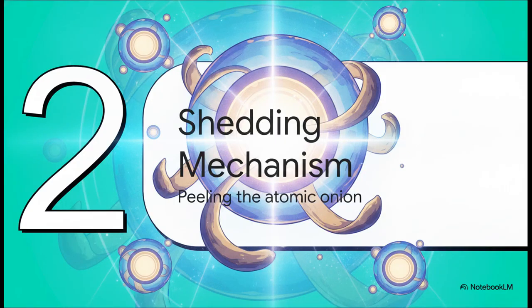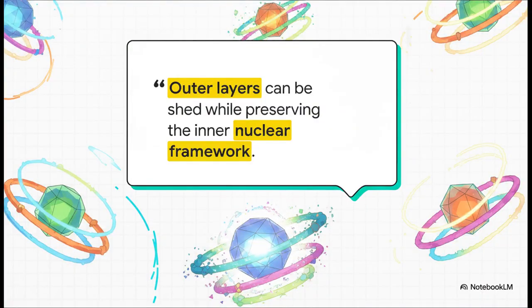Section 2. The layer shedding mechanism. This is a really crucial point. Because complete orbit elements have these fully saturated outer Gaussian surfaces, they have a really unique potential for physical transformation. The author notes that under appropriate conditions like extreme temperature or pressure, these outer layers can actually be shed, all while preserving the inner nuclear framework. So instead of just sharing electrons like we usually picture, think of it like peeling an onion. The atom is physically stripping away its outer layers.